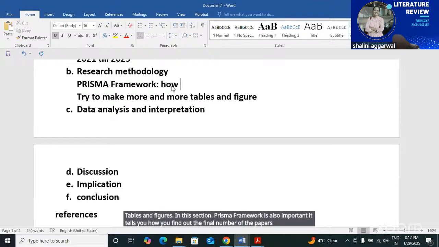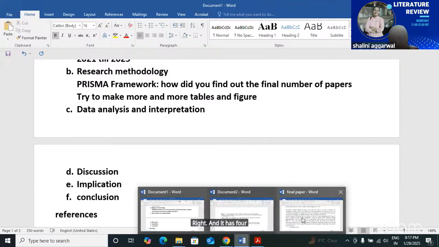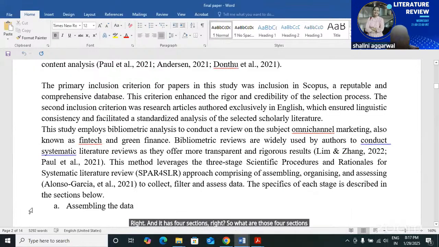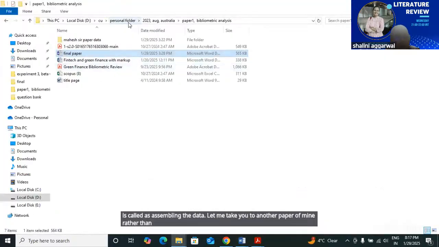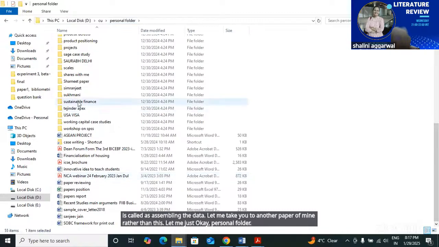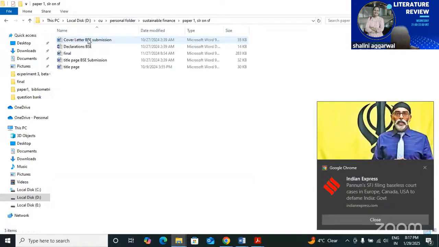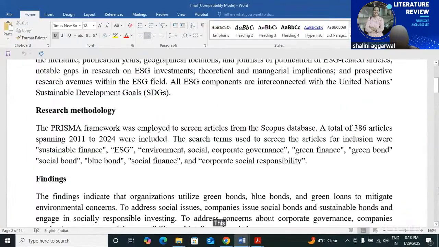How did you find out the final number of papers, right? And it has 4 sections, right? So what are those 4 sections? First is called assembling the data. Let me take you to another paper of mine rather than this. Let me just, okay, personal folder. This is a paper of mine.